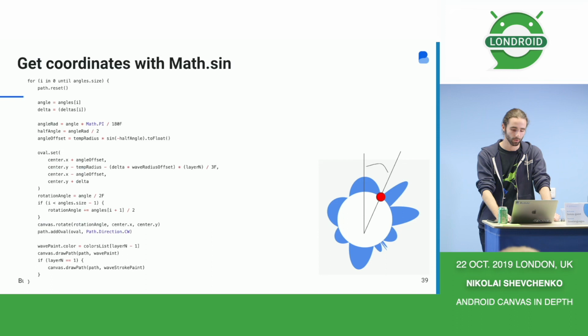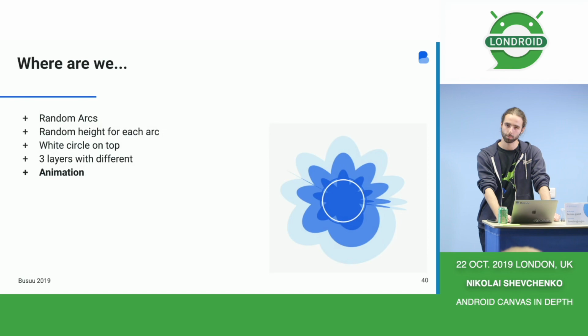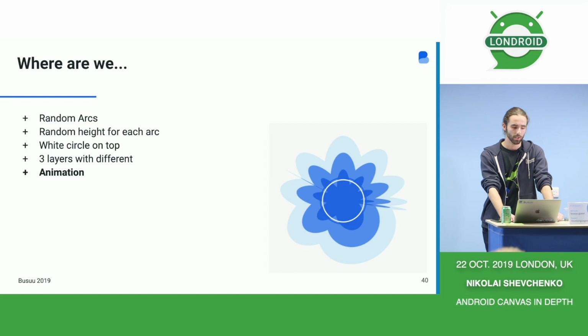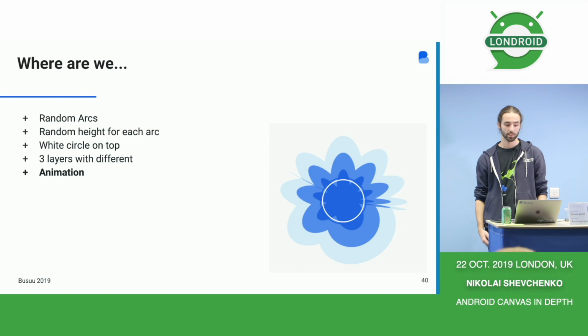So in the beginning, when I was developing this, I was very afraid that it would have been way too many operations. But in the end, we'll find out that it wasn't like that at all. So where are we now? We did some random arcs. We did the random height of each arc. We drew a white circle on top. And now suddenly we have the three layers with different colors.